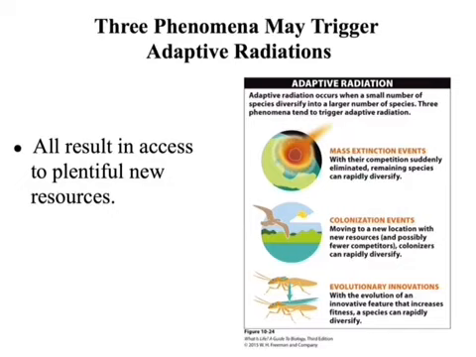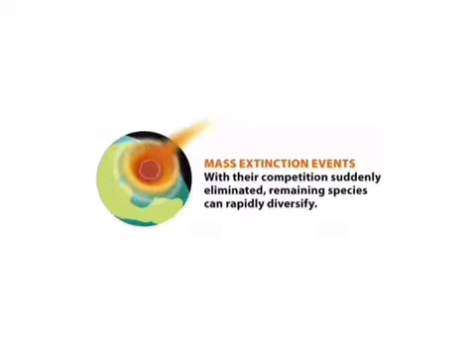Three phenomena can trigger adaptive radiations. We're going to look at mass extinctions, colonization events, and evolutionary innovations. All of these result in access to plentiful new resources, which opens up the opportunity for speciation to occur.